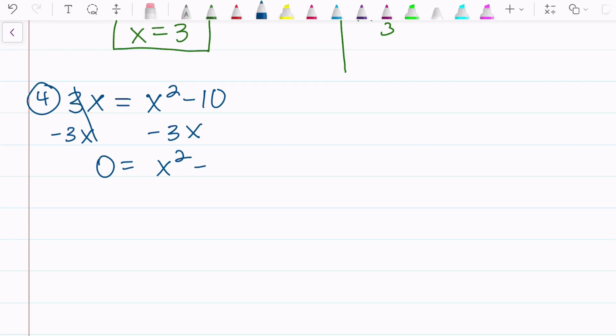I cannot combine negative 3x with either of those terms because they're not like terms. So I am just going to plop it into the middle. So now I want it to multiply to equal negative 10, and I want it to add to equal negative 3.